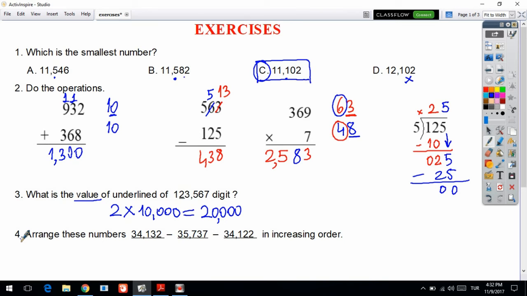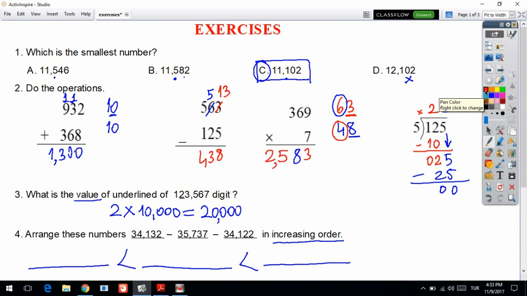Okay, now let's see question 4. Arrange these numbers, the first number, second number and third number, in increasing order. As you remember, increasing order is from smallest to biggest. Because of that, I can put the symbol of smaller than between them. So I write a number here, here and here, because we have 3 numbers.